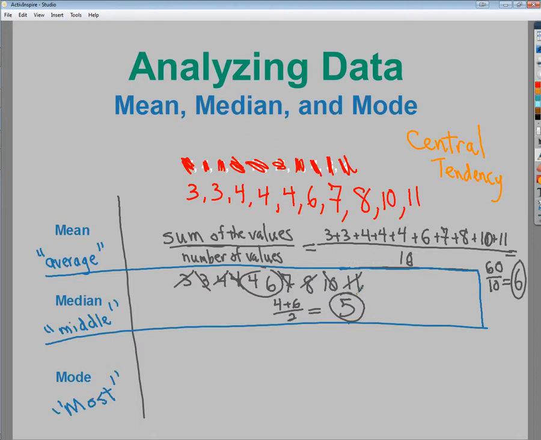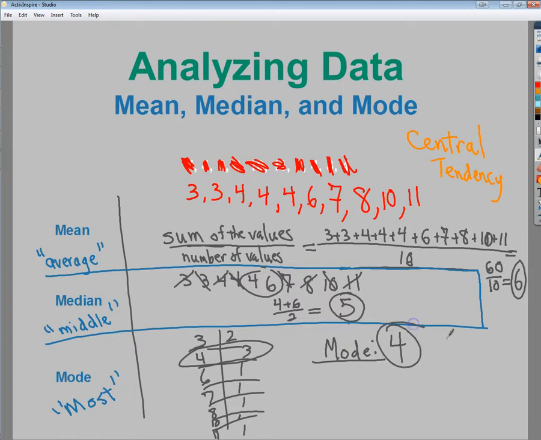If I were to do a little mini frequency chart, and you definitely don't have to do a frequency chart with this, I'm just doing it for my own benefit. So for three, there's two of them. For four, there's three of them. For six, there's one. All the rest just have one. So the one that happens the most is four. So my mode is four.